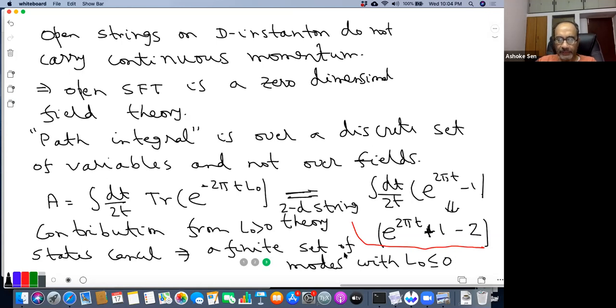Okay. So the situation in fact is even better. Not only do we have the path integral replaced by an integration over a discrete set of variables, but in fact you have integration over only a finite set of variables, not an infinite set of variables. So I'll write down explicitly the states that contribute in this two-dimensional string theory.